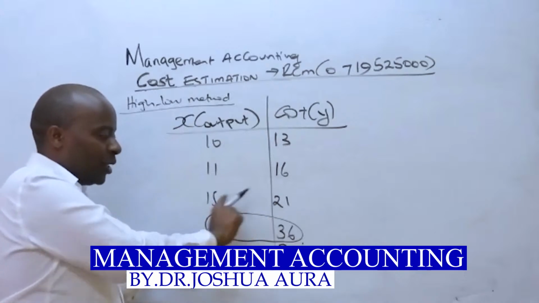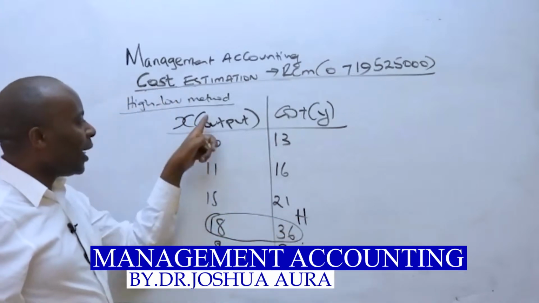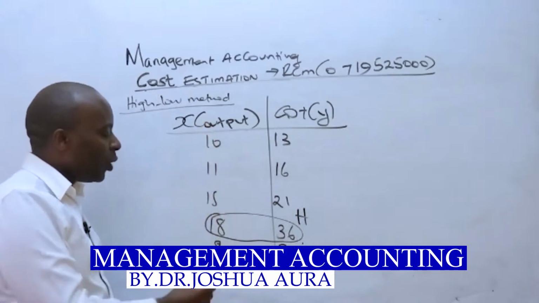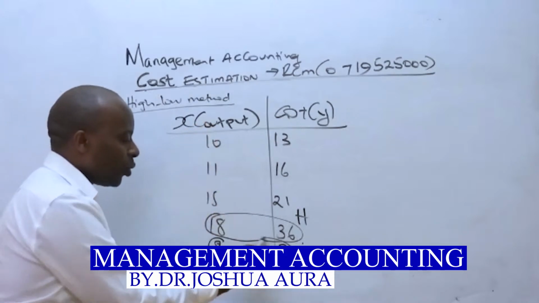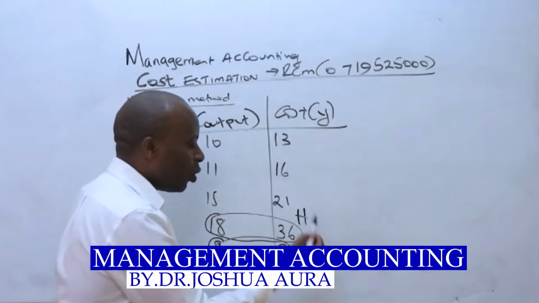And then correspondingly, I simply circle that as my highest. And then out of all this, I will look for the lowest X value. The lowest X value here is 8. 8 with what here? 8 with 9. So this will be the lowest, like that.